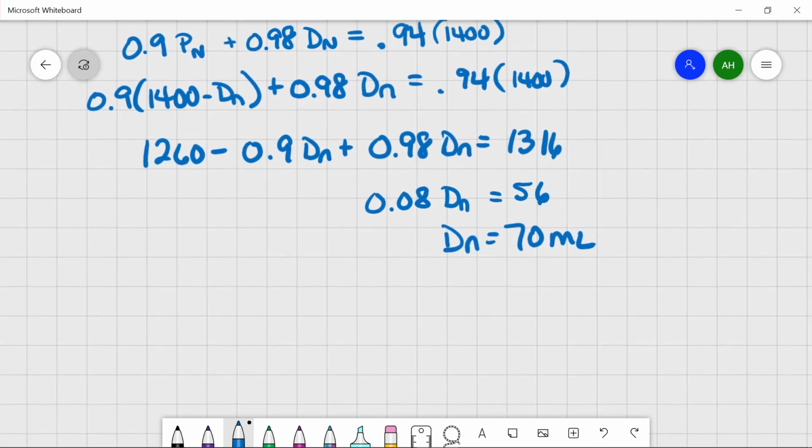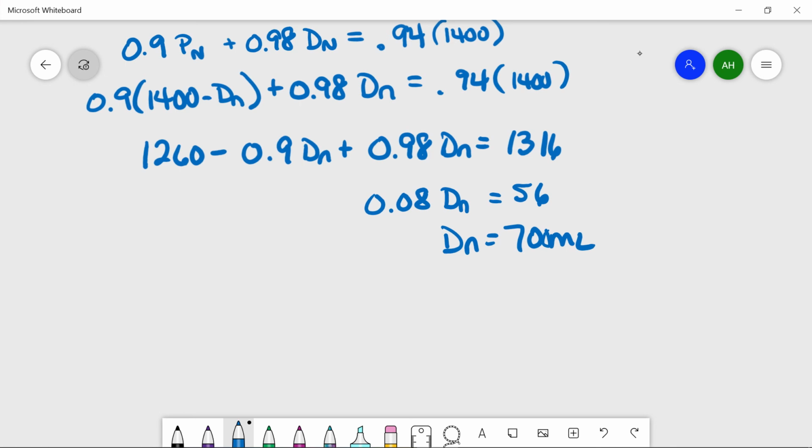Oh, it should have said 700. Okay, and think about the 1,400 minus the 700 is also going to give me 700. So the amount poured is also going to be 700 milliliters. So I need to do 700 milliliters of each of them.